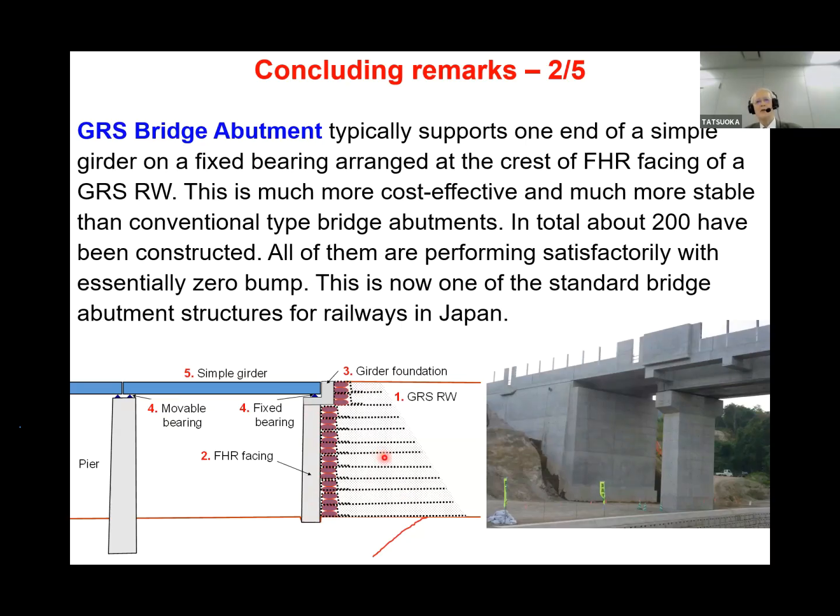All of them are performing satisfactorily with essentially zero bump. All of them are performing with zero bump, yes. This is now one of the standard bridge abutment structures for railways in Japan.